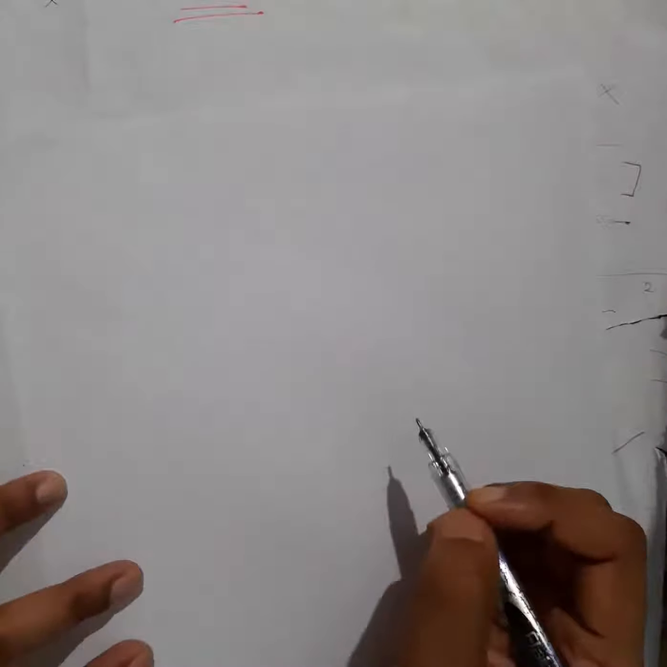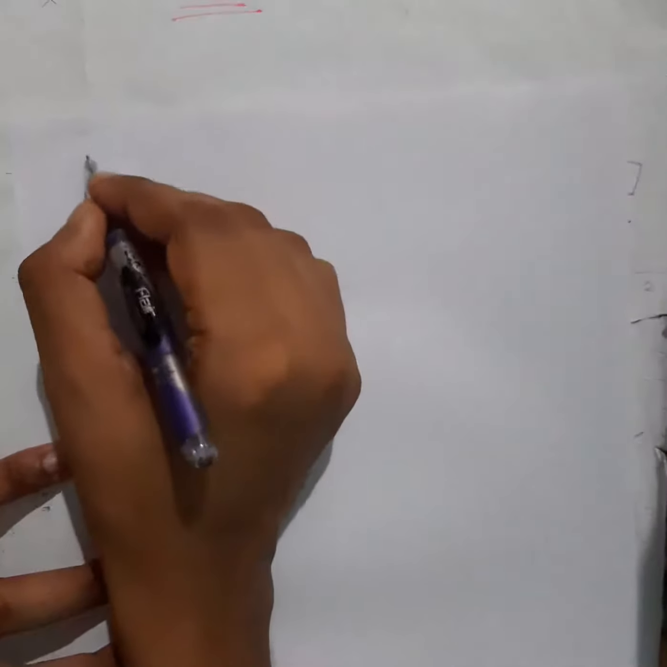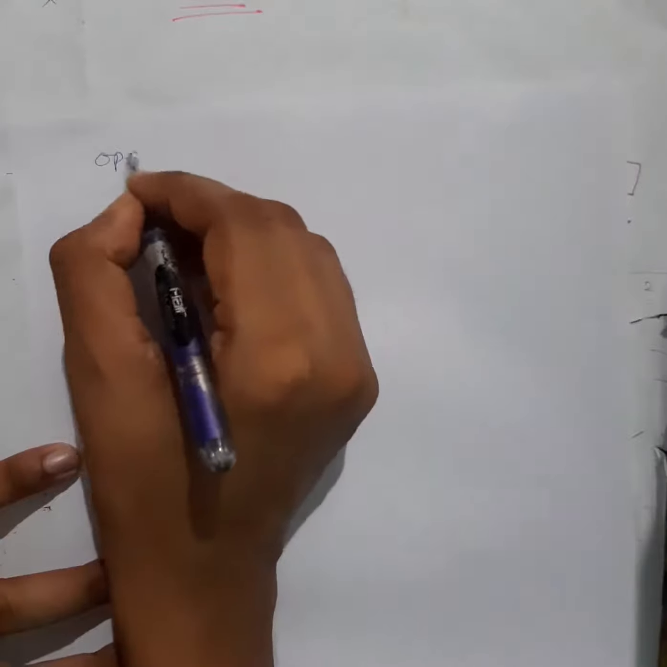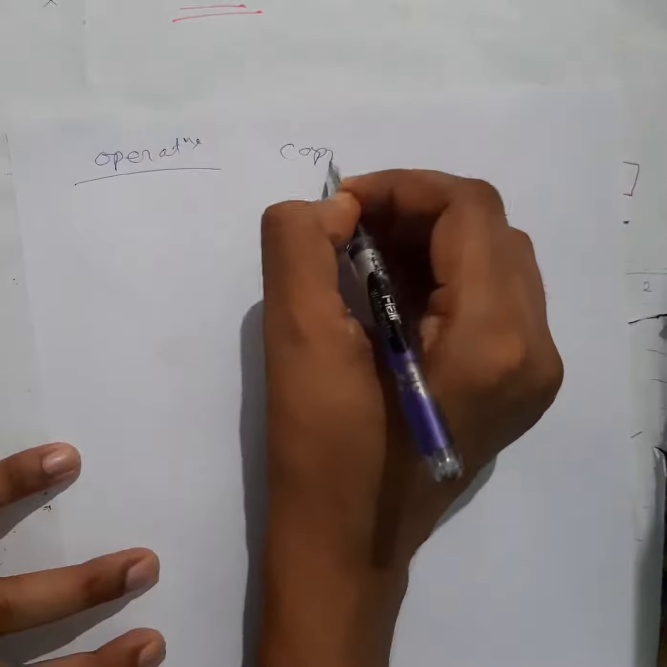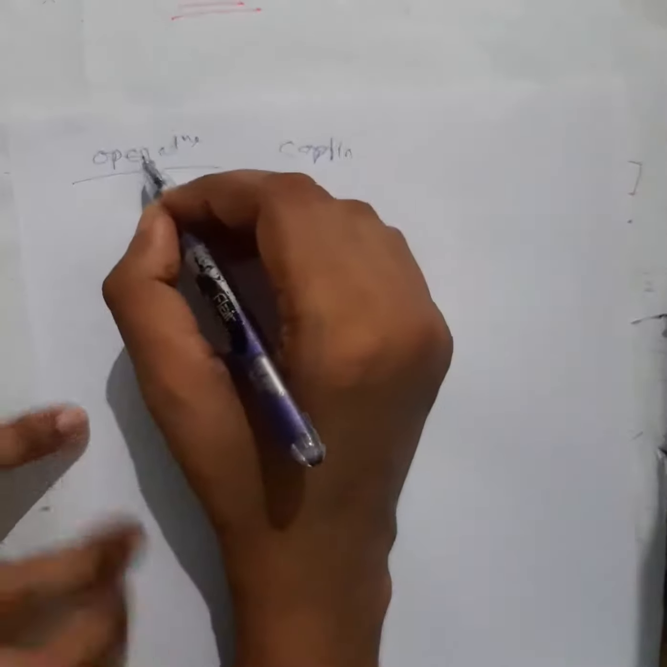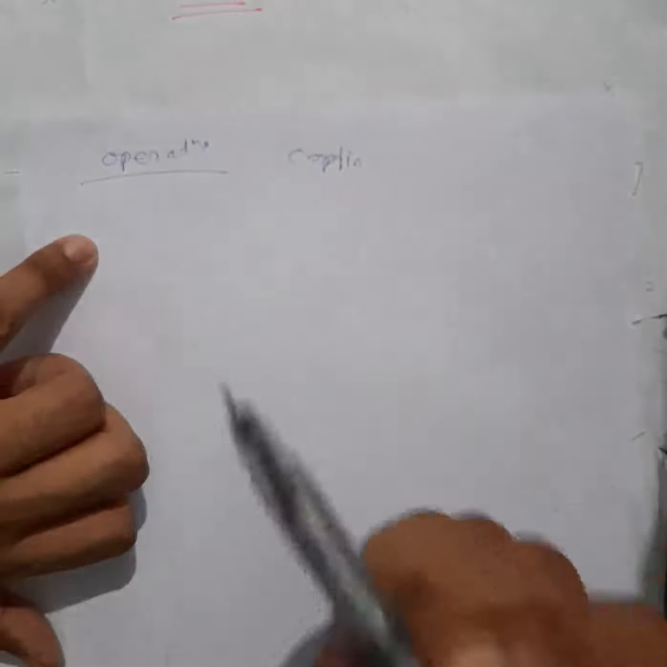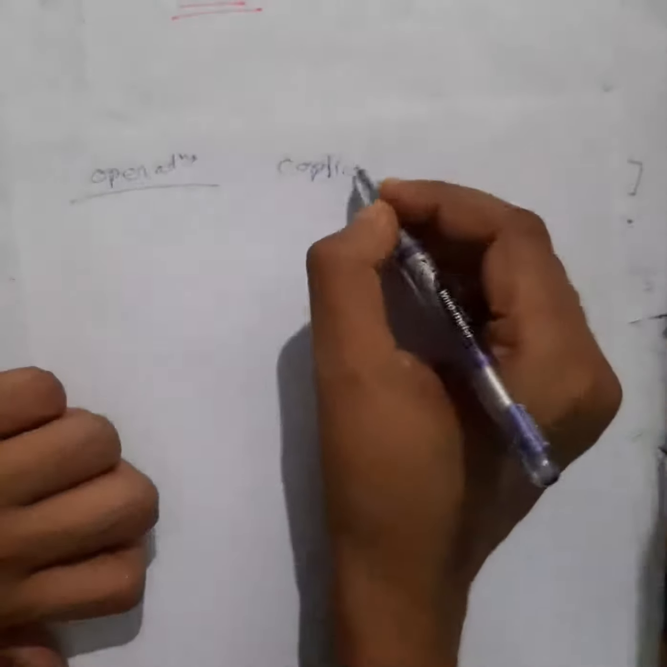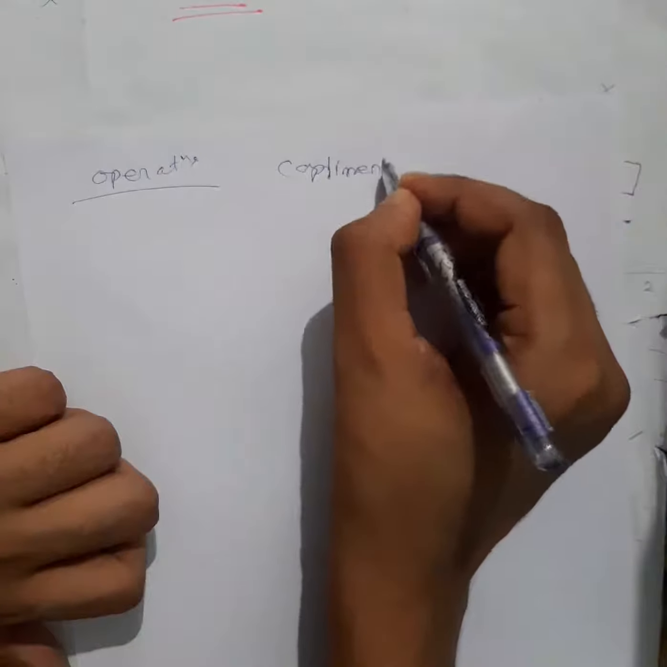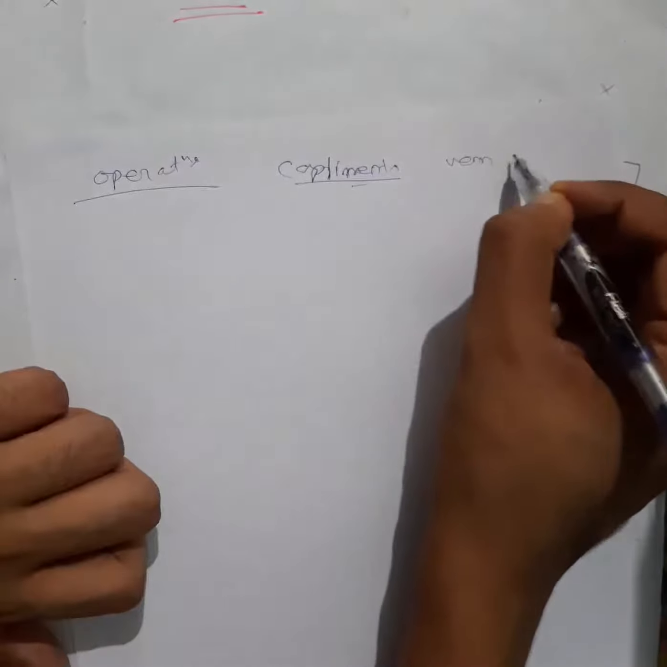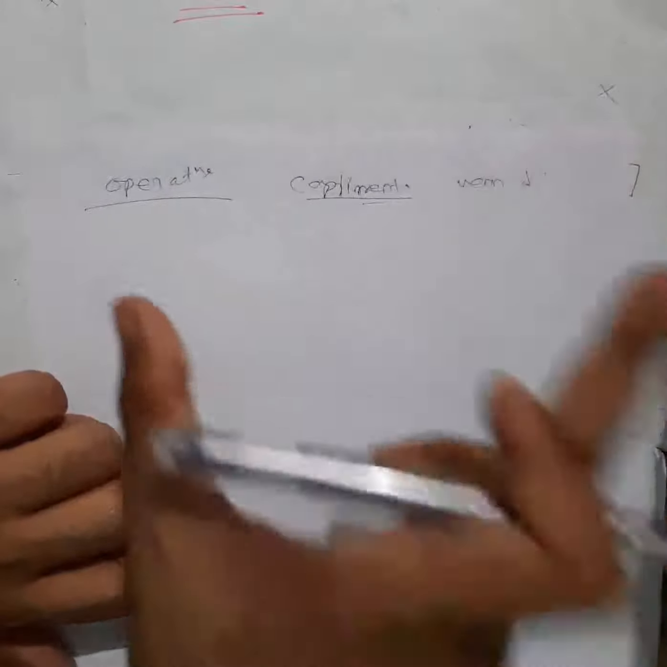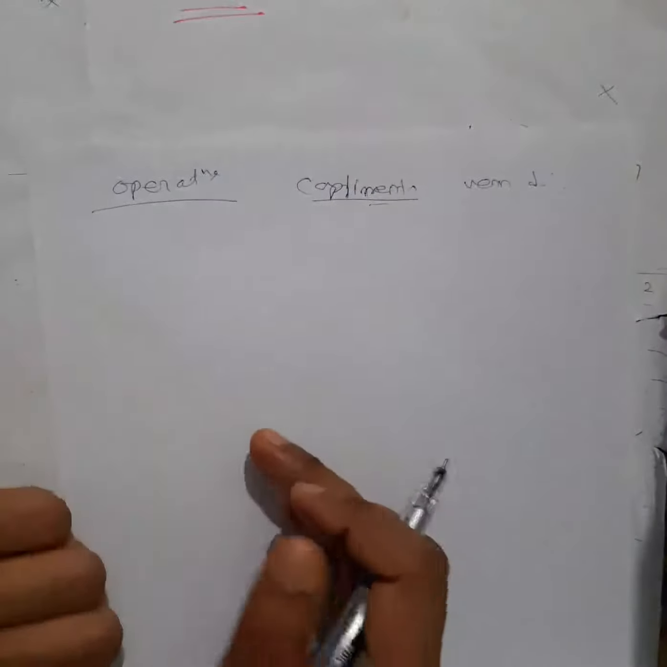Okay, students, in the last video we studied operations, then complement. Under operations, what operations have you studied? Union, intersection and difference, right? And then you have studied complements, subsets, and the Venn diagram, right? I hope you have got an idea about all these definitions.